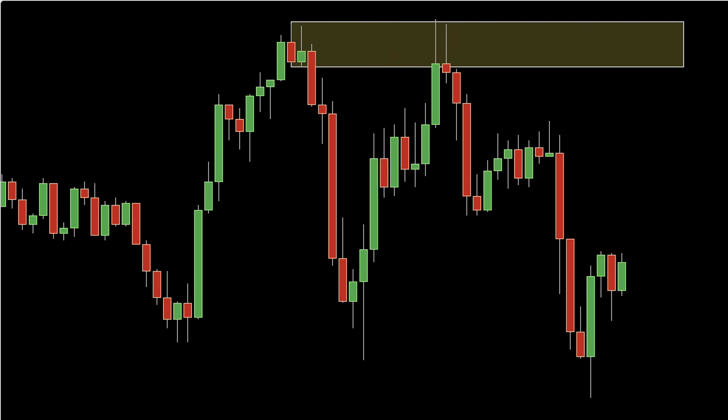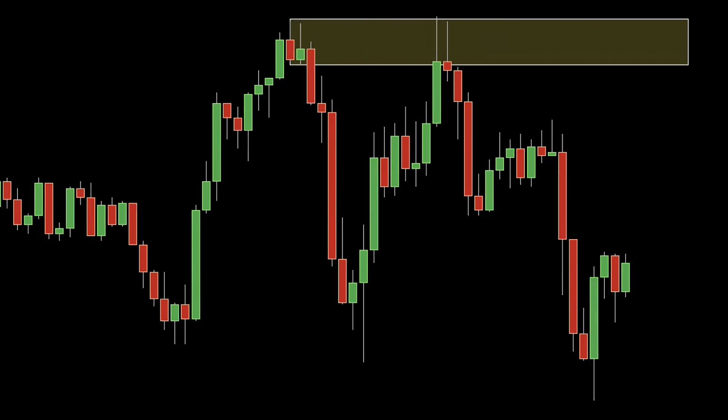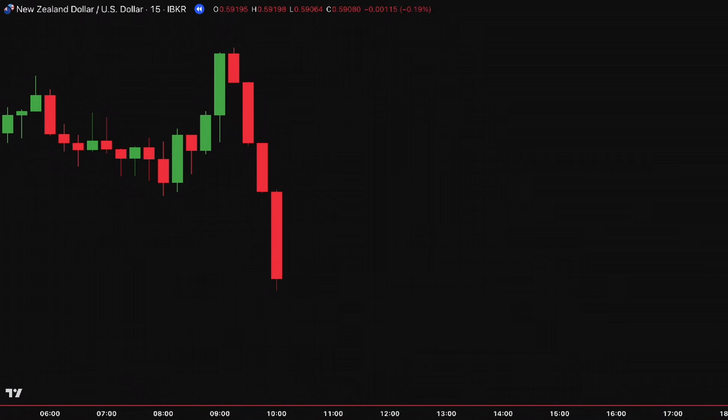Why does this happen? Because these are institutional zones, areas where large orders were placed before and where unfilled orders may still be waiting. But not every zone is strong. So how do you know if a zone is truly institutional? There are 4 simple criteria.